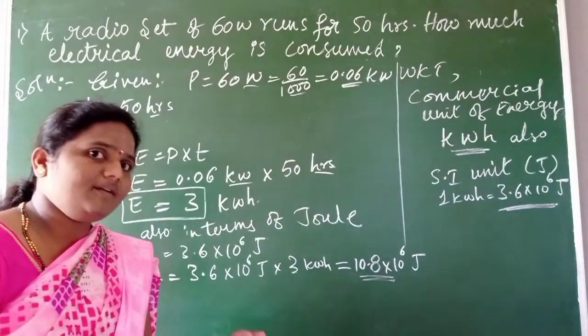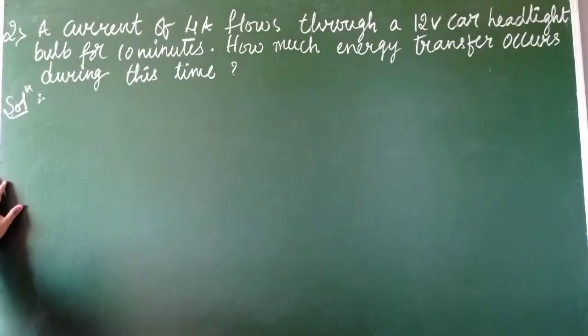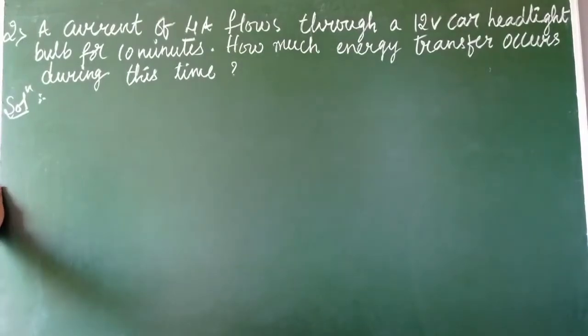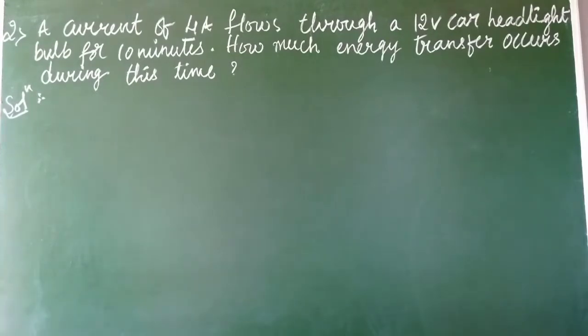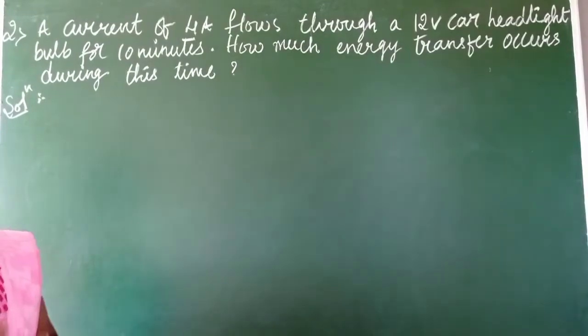Got it, children? We'll solve one more problem. A current of 4 amperes flows through a 12 volts car headlight bulb for 10 minutes. Means here the current, how many amperes is flowing, children? 4 amperes of current is flowing across the headlight bulb of a car, which has a voltage of 12 volts, for 10 minutes. How much energy transfer occurs during this time? So the first thing we want to calculate is the power consumption.